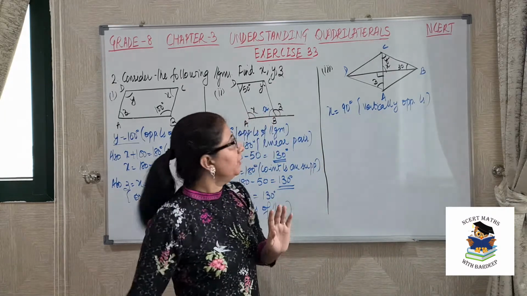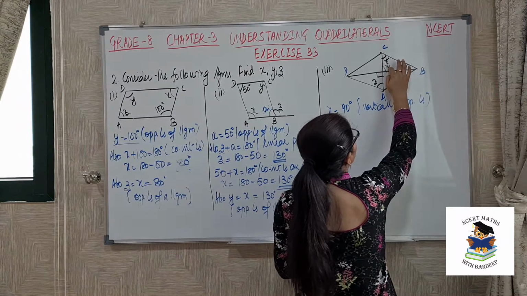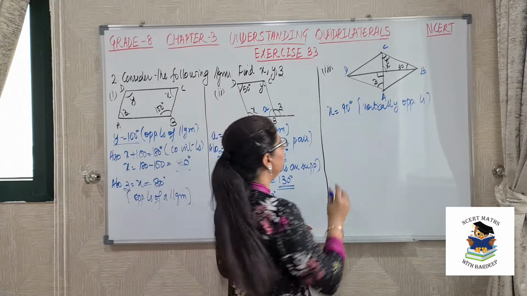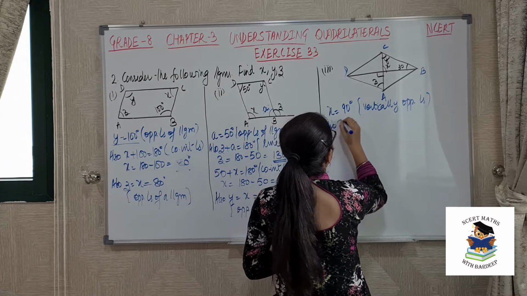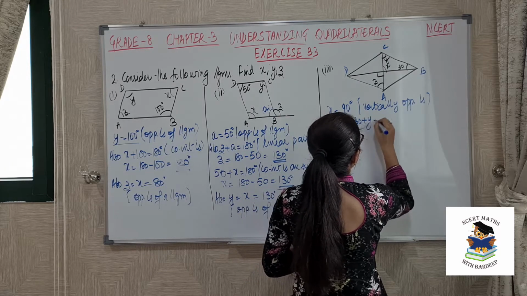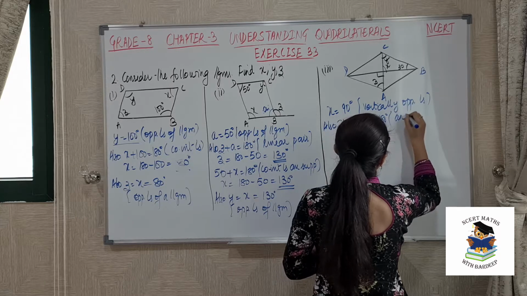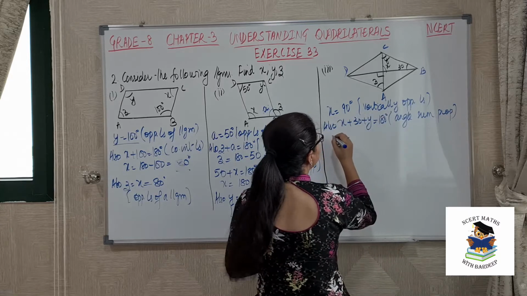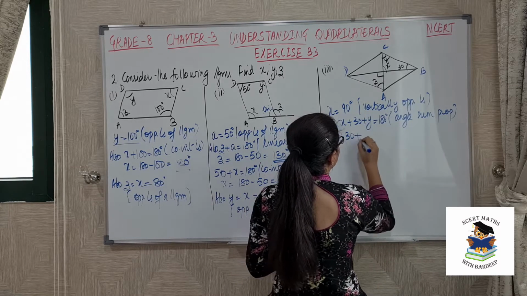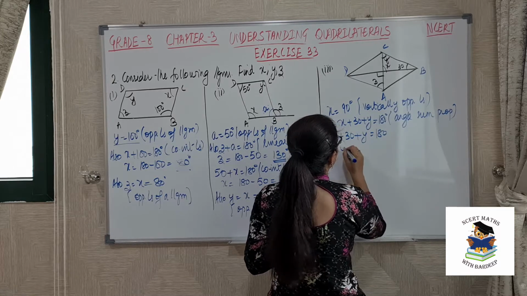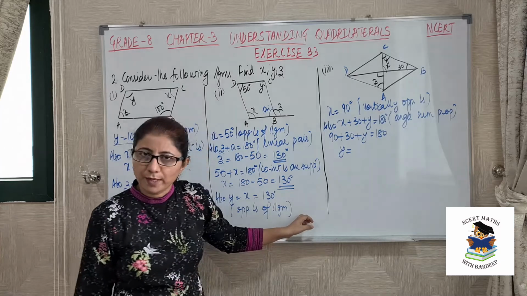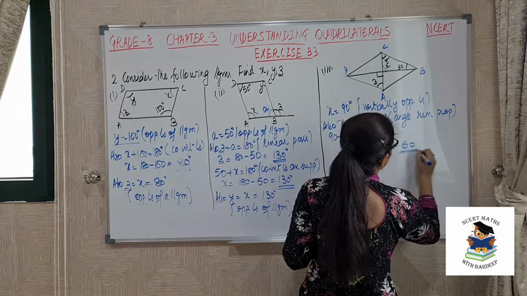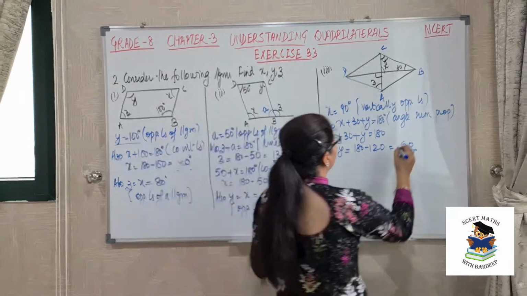So now we have the value of x. If x is 90, 90 plus 30 plus y is 180 degree because of angle sum property. Also x plus 30 plus y is 180 degree. Reason you will give is angle sum property. So what is y? 90 plus 30 is 120. 180 minus 120, so this is equal to 60 degree. Okay. So we have x, we have y.